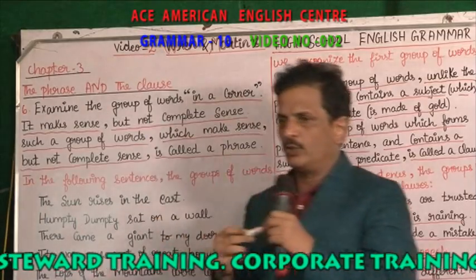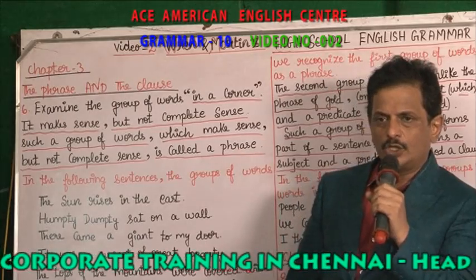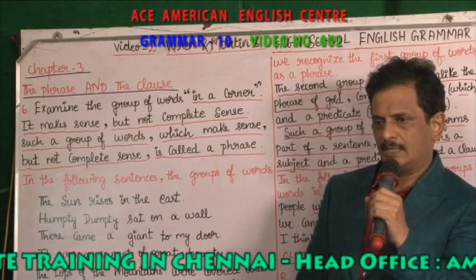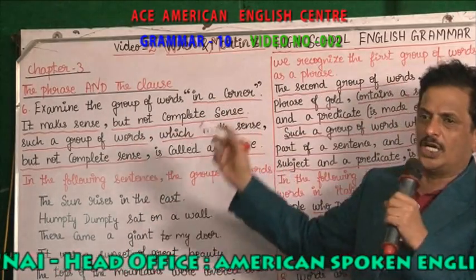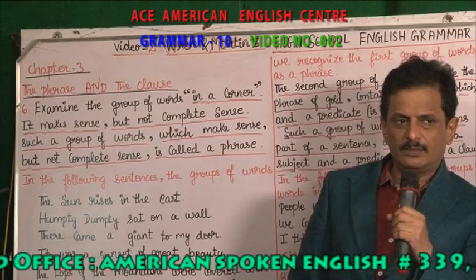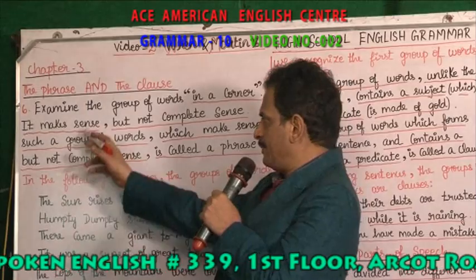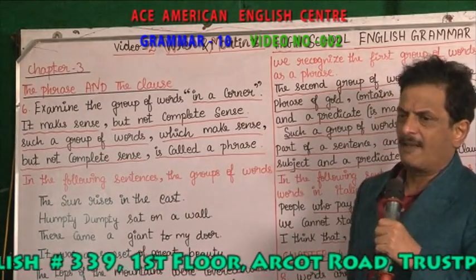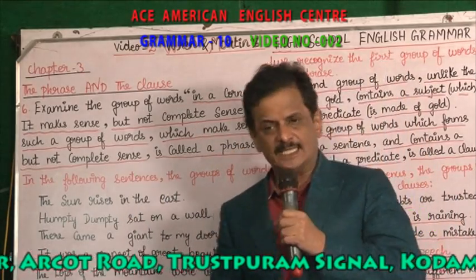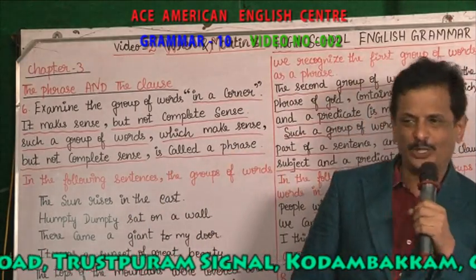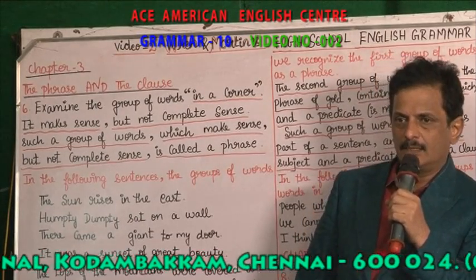What is a phrase and what is a clause? A group of words joined together to give a meaning but not a complete sense is called a phrase. Examine the group of words "in a corner." It gives a meaning but doesn't give complete sense, so it is called a phrase.